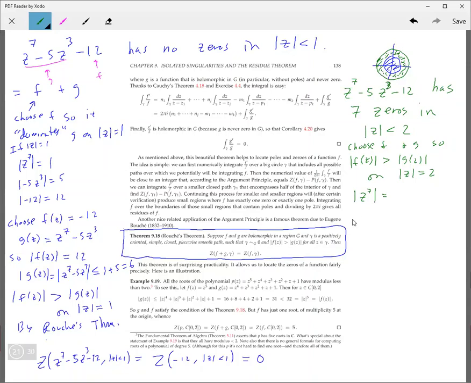What's this modulus going to be? If modulus of z is 2, then modulus of z to the 7th is 2 to the 7, 128. That's pretty big. And this one right here is going to be 40, so 5 times 8, since 2 to the third is 8, and this is going to be 12. So this is the larger one, and it's also bigger than both of these combined. So we're going to choose f of z to be z to the 7th, and g of z to be the rest of it, which is negative 5z cubed minus 12.